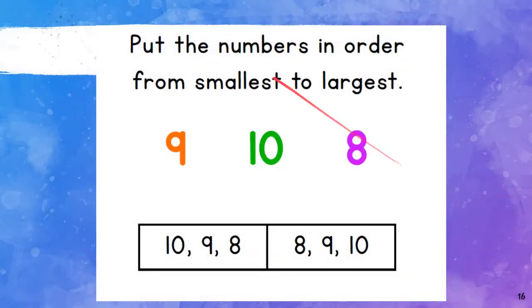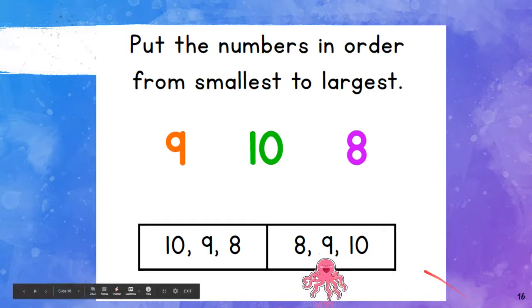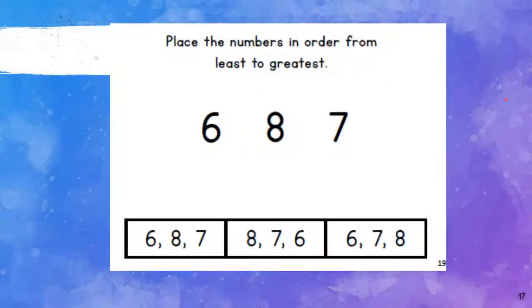So let's practice. Put the numbers in order from smallest to largest. So 9, 10, and 8. Remember, I need to ask myself, which one is the smallest? 8. Okay, so if I pretend to move the 8 down, 9 and 10, which one is smaller? 9. And then 10. So this one over here shows them in order from smallest to largest.